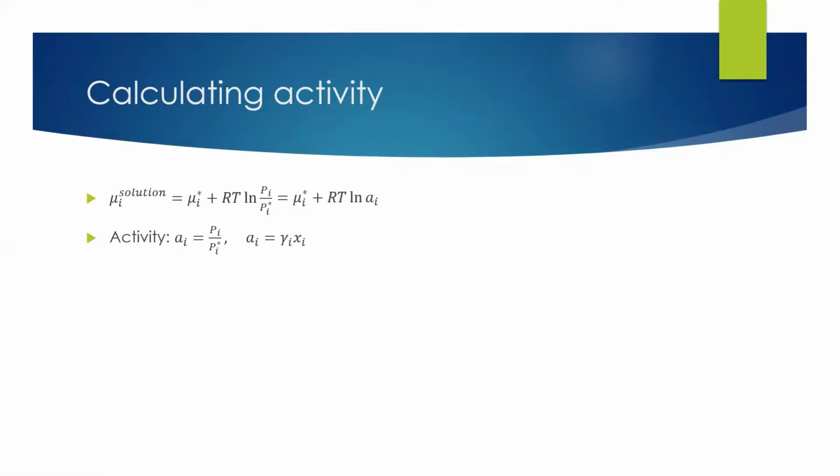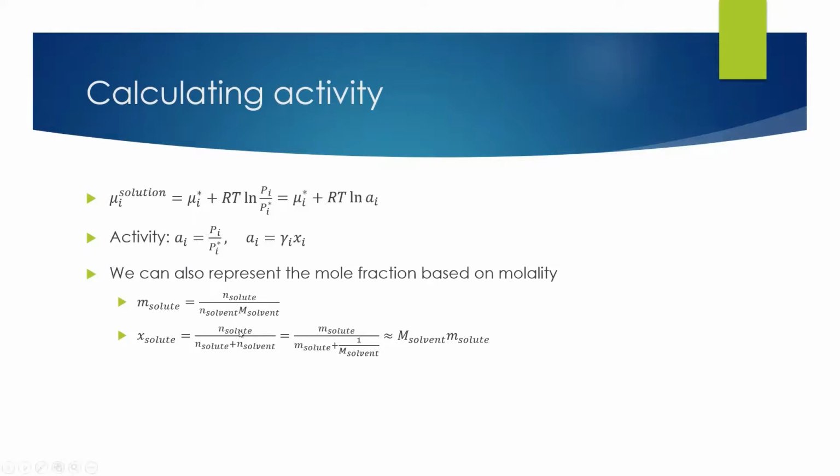So if we don't need the correction, the activity is the same as the mole fraction, but we often need this correction here. We also often don't really want to think of these in terms of mole fraction, but rather in terms of some other unit of concentration. And we can represent the mole fraction based on the molality. Remember that the molality of the solute is the number of moles of solute divided by the mass of the solvent in kilograms, which is simply the number of moles of solvent times the molar mass of the solvent in kilograms. The mole fraction of the solute is the number of moles of solute over the number of moles of solute plus the number of moles of solvent. If we divide by the number of moles of solvent times the molar mass, we can end up with a mole fraction based on molality.